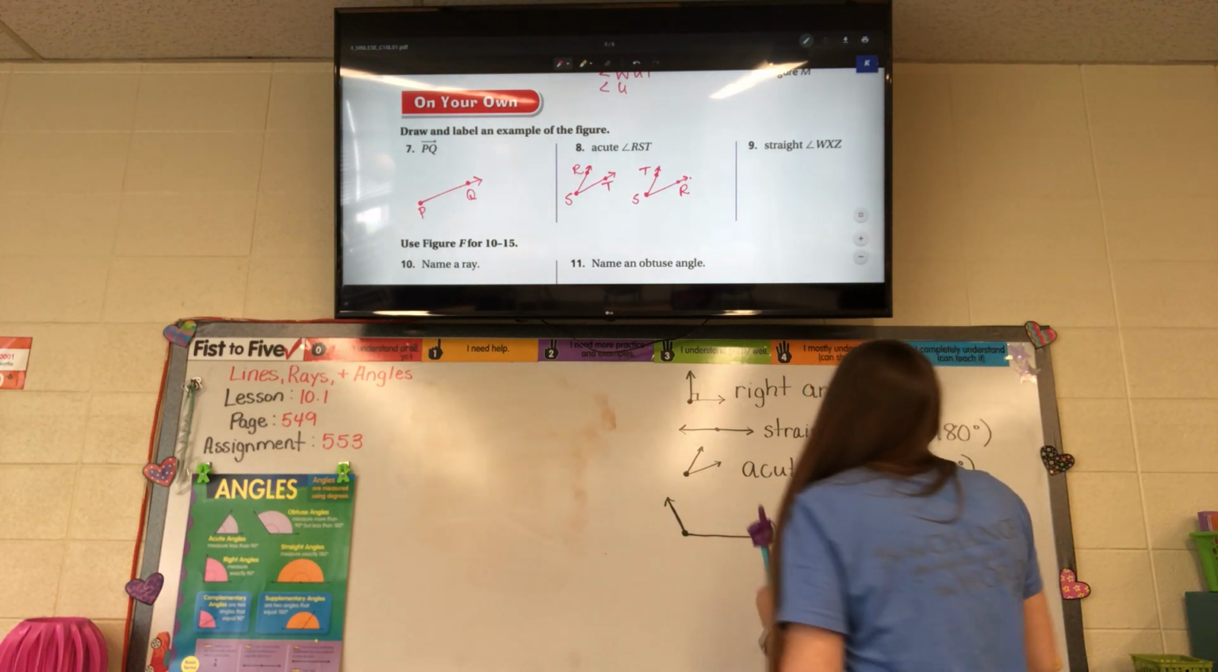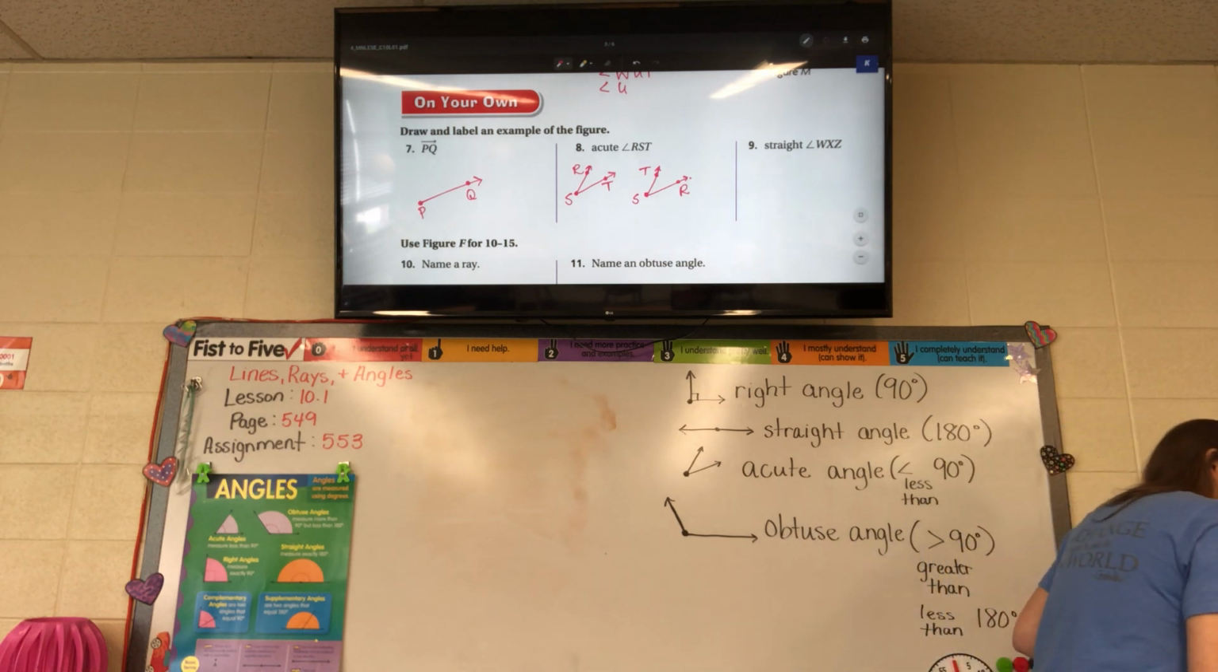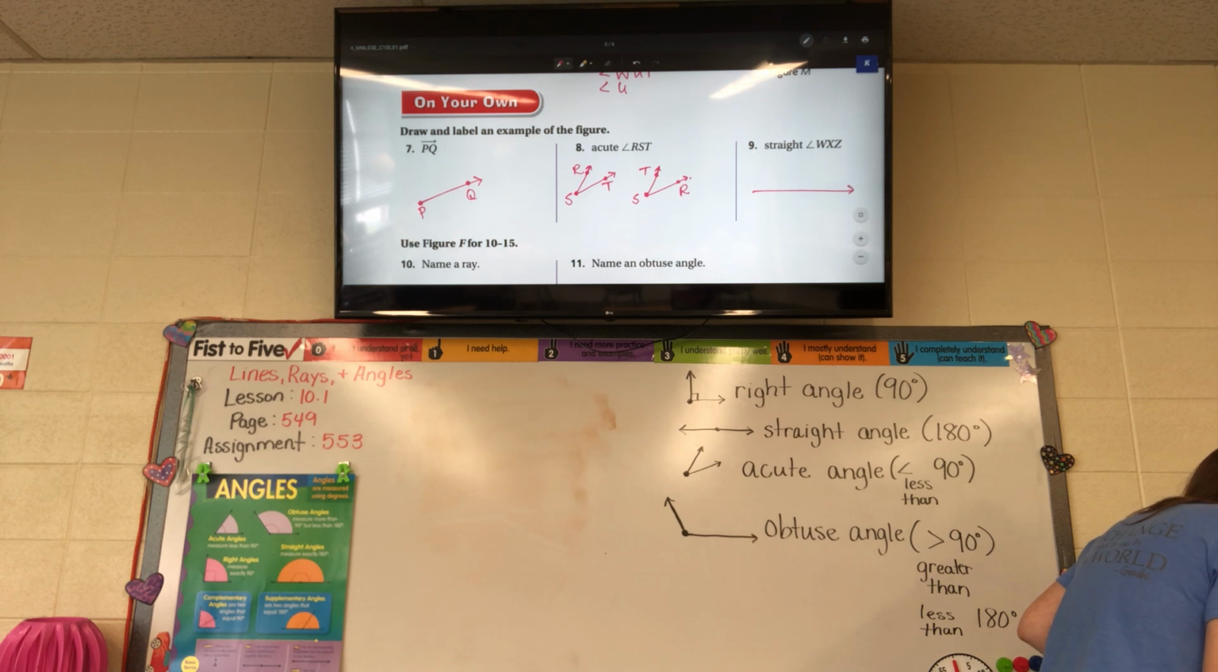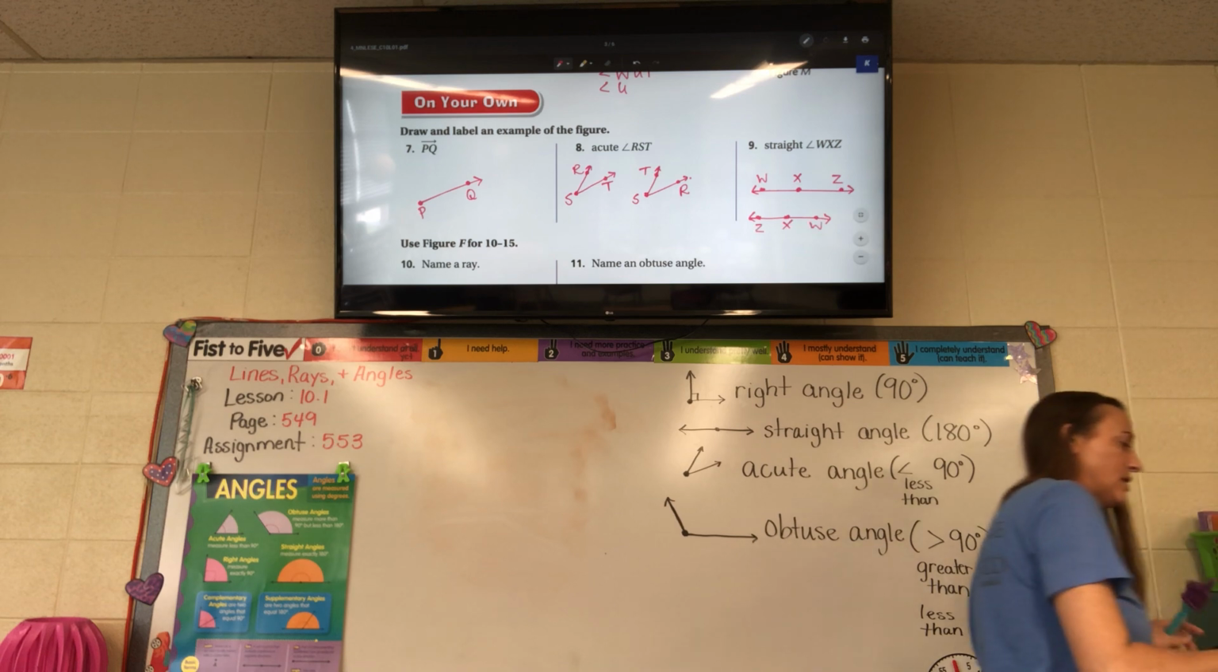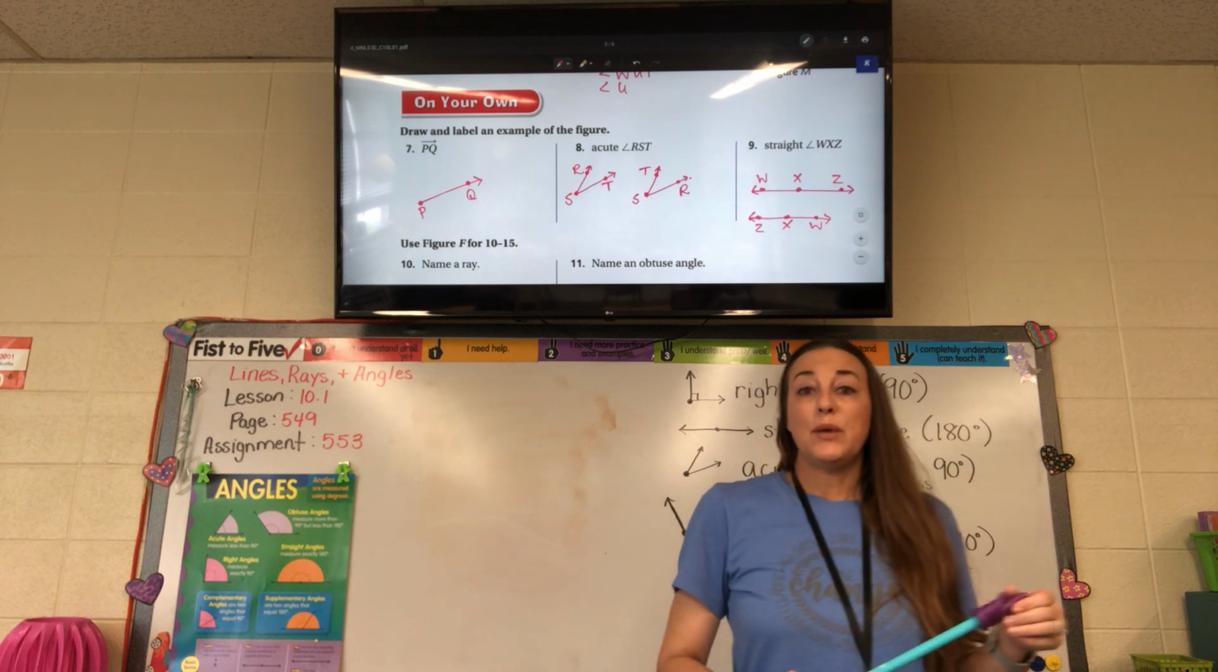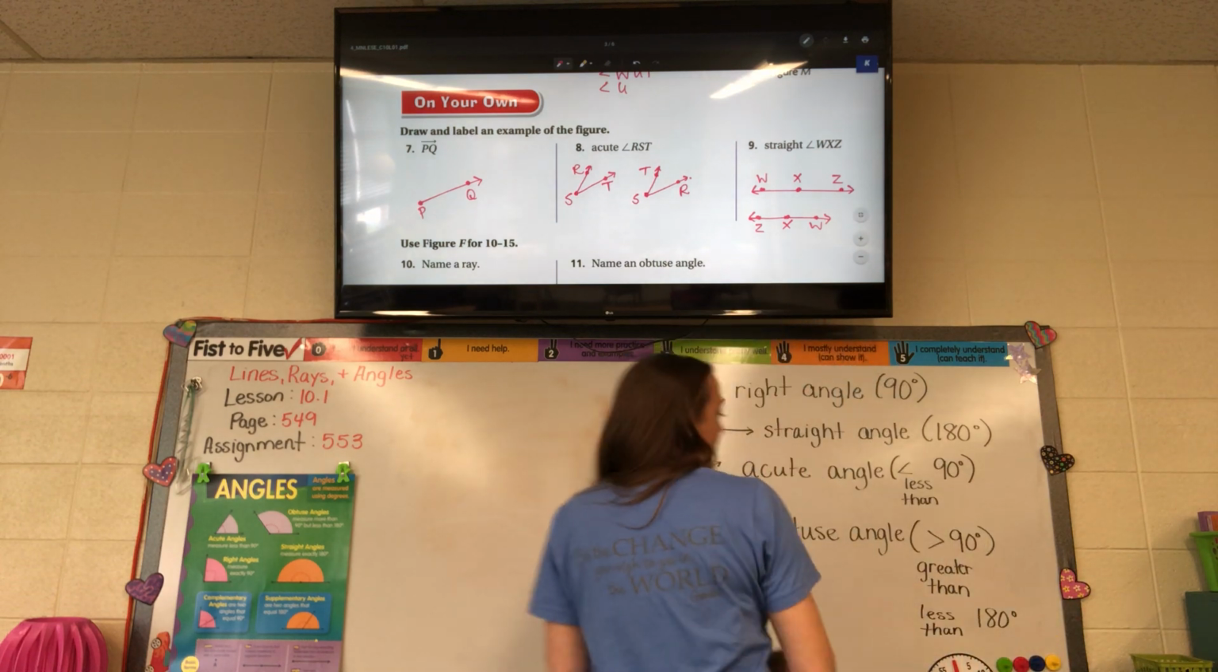And straight angle WXZ. So a straight angle is basically a straight line with a dot in the middle. And then here's our end points. And that's WXZ. Or it could be ZXW. Just as long as that middle letter is the middle point or your vertex.